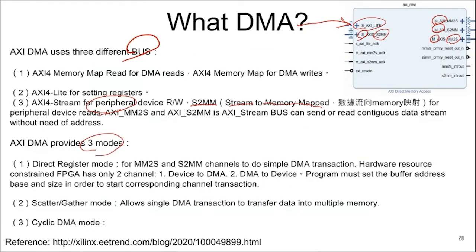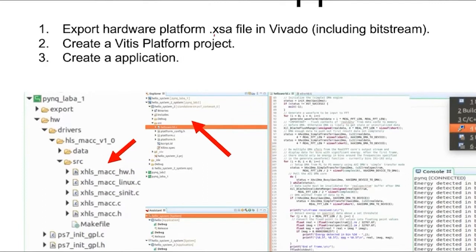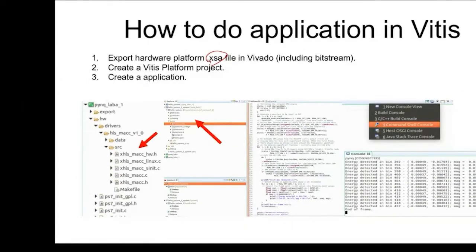The first is the simple one, the direct register mode. And for the second and the third one, we can see that in lab 2 we disabled the scatter gather mode manually, so the second and third are not used in this lab. How to build an application in Vitis was explained before. The .xsa file is a proprietary archive file which can optionally include the bitstream.